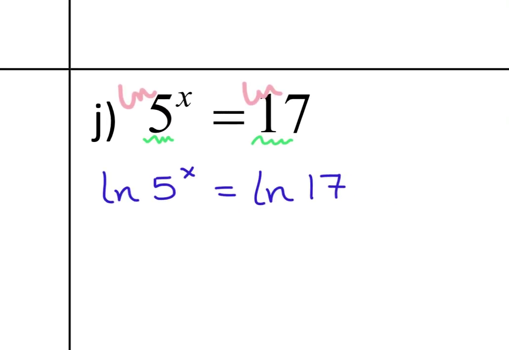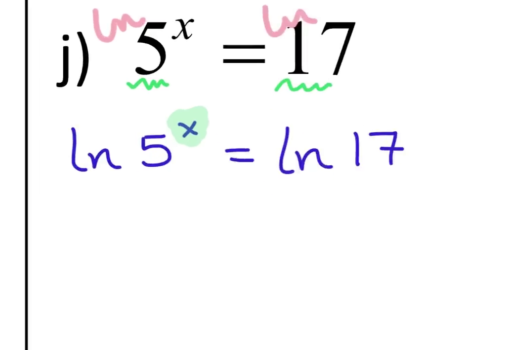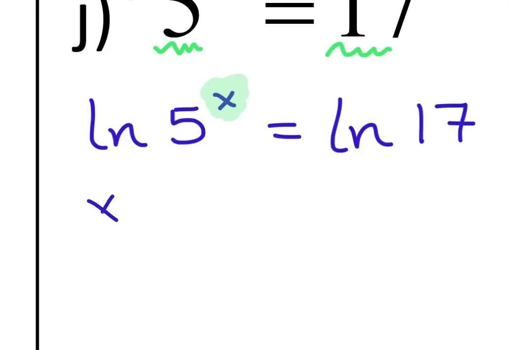Now, unlike letter C, where the left side was e with a power on it, in this case I don't have e with a power, but what I can do is take the x and write it as a coefficient, and thus it's no longer an exponent, it's actually a number just being multiplied by something. And so my next step here is to rewrite that as x times ln of 5 equals ln of 17.